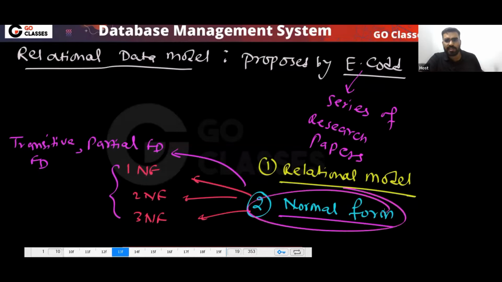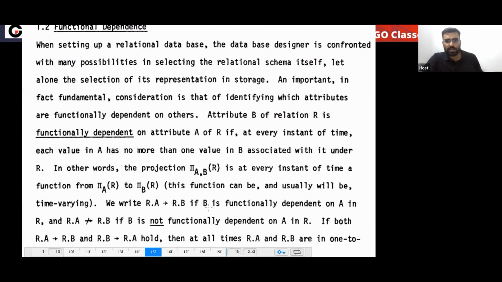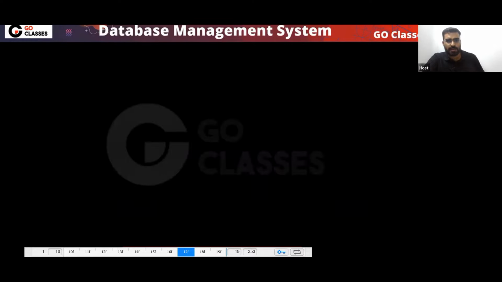BCNF was not given in this paper. BCNF was given in another paper. Anyway, you can notice the concept of functional dependency, the concept of trivial dependency, we have already seen. These definitions and concepts we have already seen.